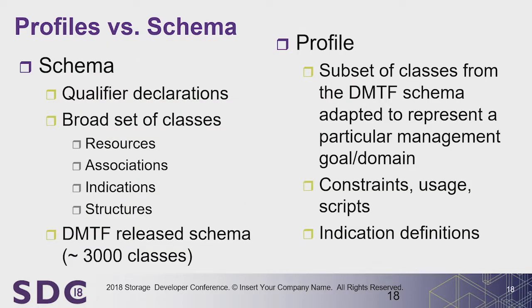Okay. Schemas, it's the broad set of everything. Profiles, a subset of the classes adapted for your management. It has constraints. It typically has usage definitions, use cases, and scripts in it, and it also includes specific indication definitions. So you, the client, can manage an array. You, the client, can manage the software identity, et cetera, et cetera, et cetera.